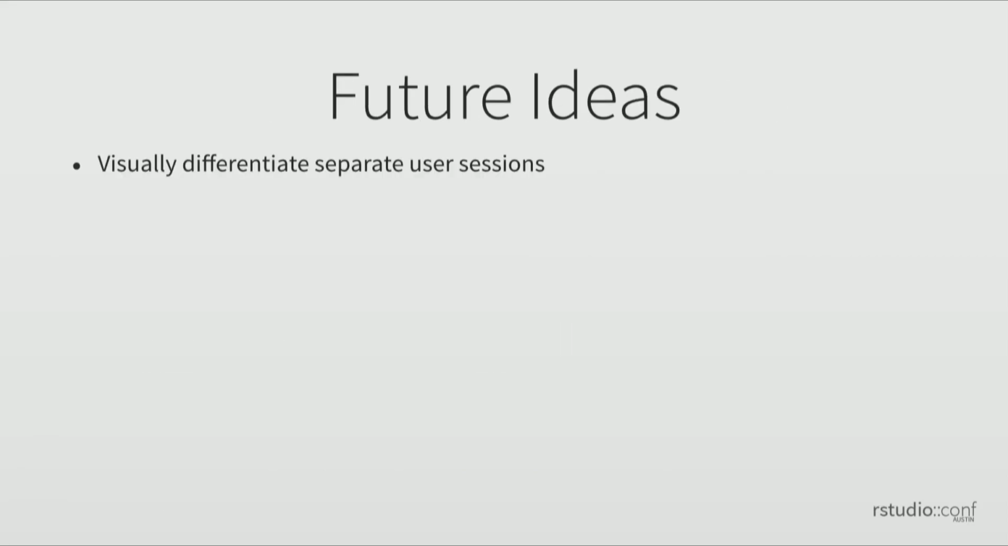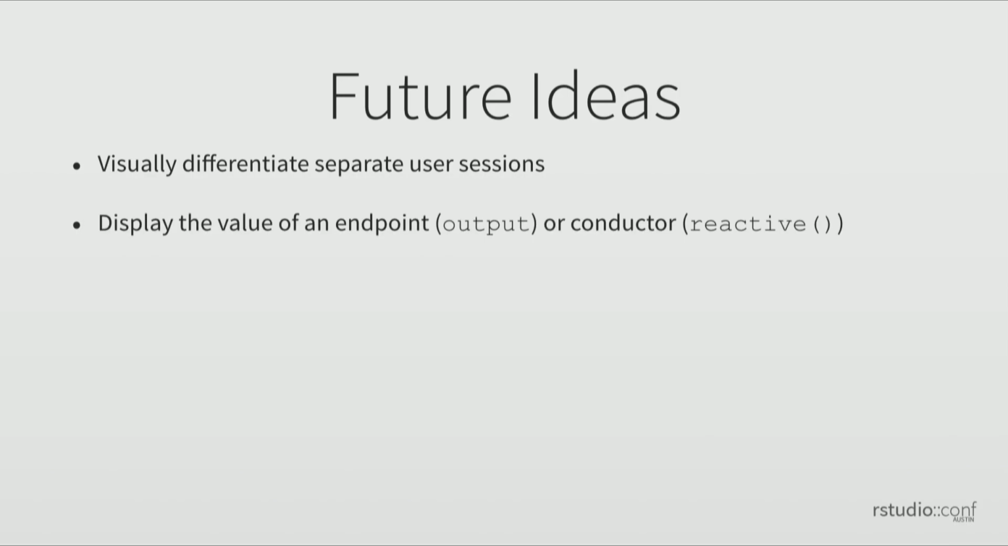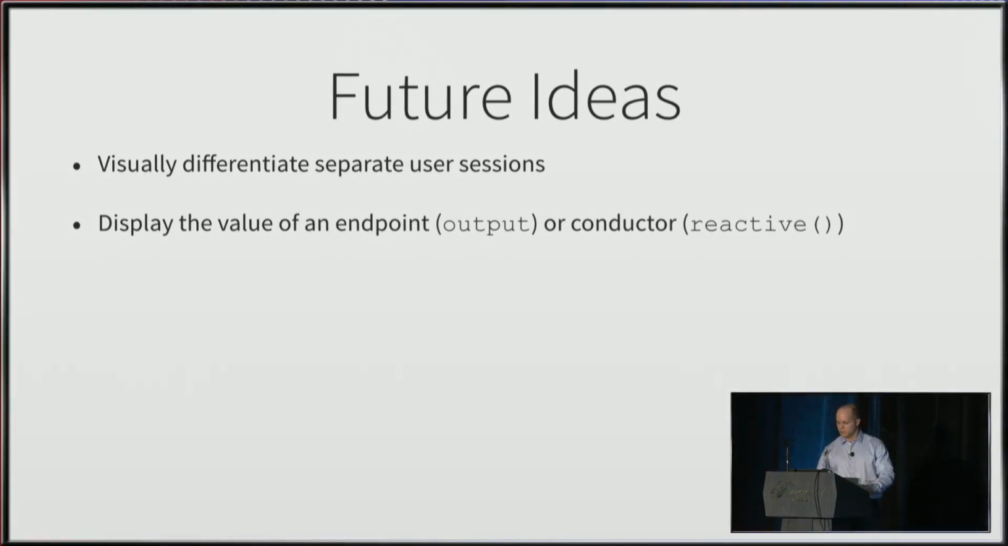So, future ideas. I want to visually differentiate user sessions. Right now, everything is displayed as one graph. You may have independent graphs show up, which is just fine, but it's nice to maybe silo off a user so that it's very visual as to what's happening at one time. We also want to display the values of the outputs and reactive values. Currently, we only have it for the input values, but that's how a standard Reactlog works, so that'll come up in the next version of Reactlog.